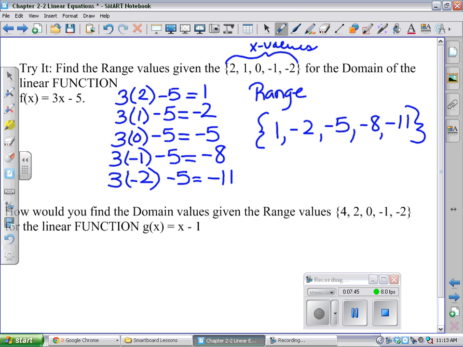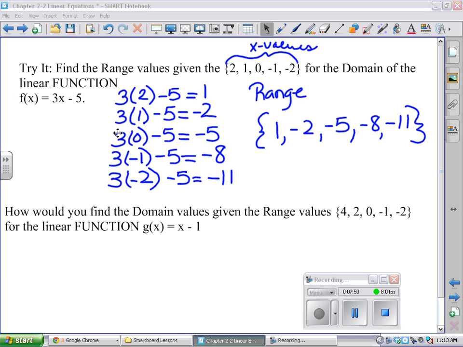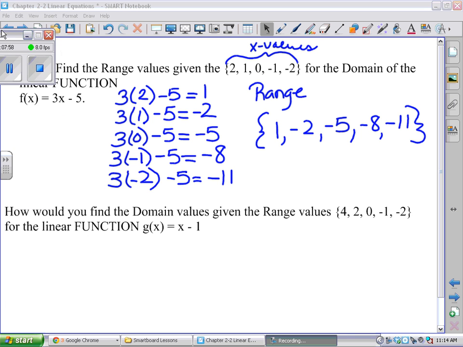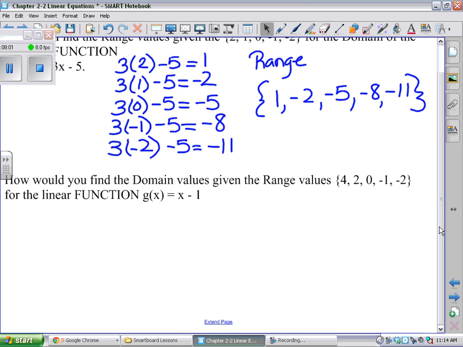All right, so how would we do this if they give us the range values and they actually want us to find the domain values? So same idea. Remember, this is function notation. And so this is actually my y value. So I can rewrite that as y equals x minus 1. And they've given me the range values, so those are my y values.